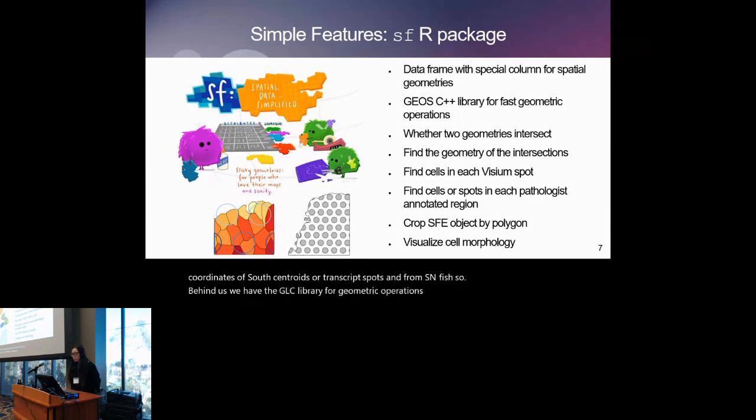With these operations, we can find whether two geometries intersect, or if one is entirely within the other, or we can also find the exact geometry of the intersections. From here we can find which cells are in which Visium spot, how much they overlap, and which Visium spots or cells are in which pathologist annotated region. And we can also use the geometries to perform operations on the spatial feature experiment objects.